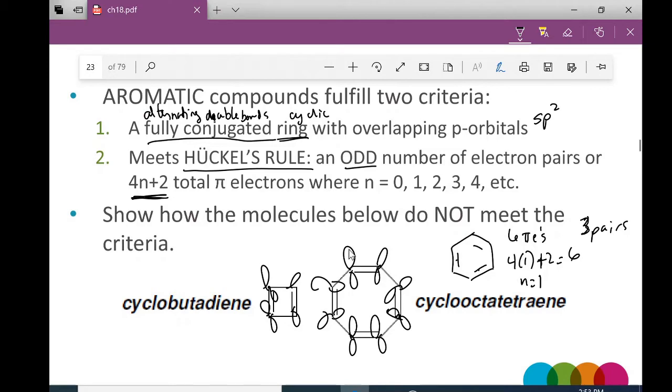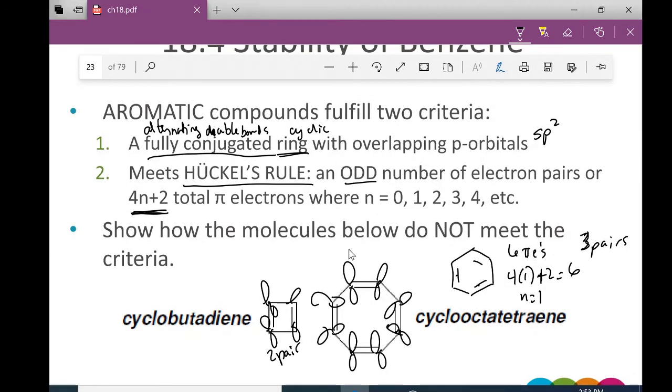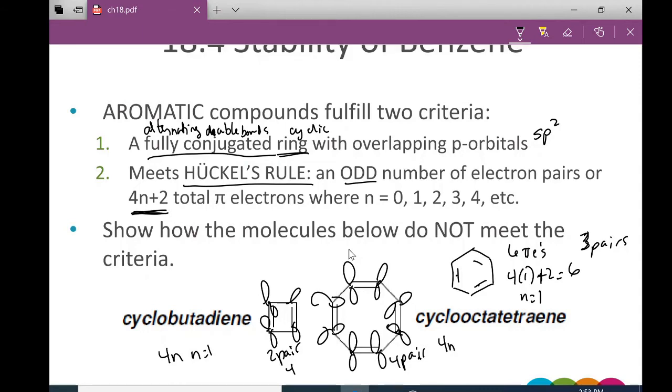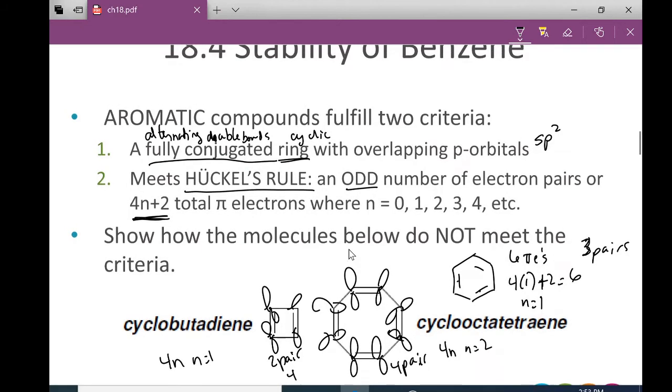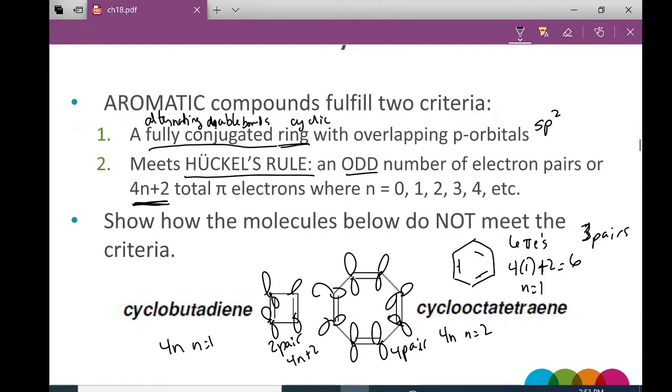So what do these two molecules have? They have an even number of pairs. This one has 2 pairs of electrons, and this one has 4 pairs of electrons. If we try to plug that into Huckel's rule, this one has 4 electrons, so that would be 4n where n is equal to 1. And here we have 4 pairs, so that would be 4n also, where n is equal to 2. So they're not meeting Huckel's rule, because it's not 4n plus 2, it's just 4n. And therefore, these have a special name, and that name is anti-aromatic.